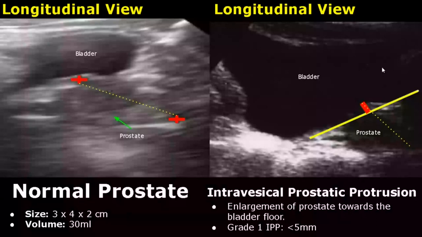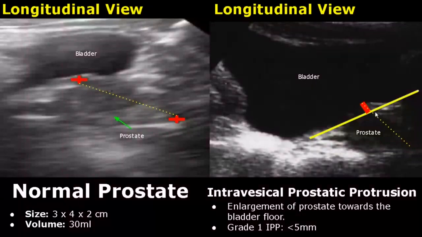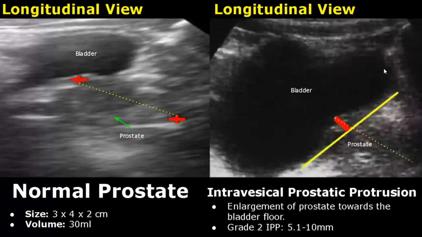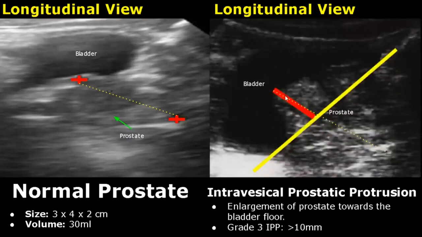Now we have transabdominal approach with longitudinal views here. This is the imaginary line for easier understanding of protrusion. The grading is similar. It is a grade 1 IPP measuring less than 5 millimeters. This image shows a grade 2 IPP measuring between 5.1 to 10 millimeters. Here we can see a very large prostate. The IPP is greater than 10 millimeters.